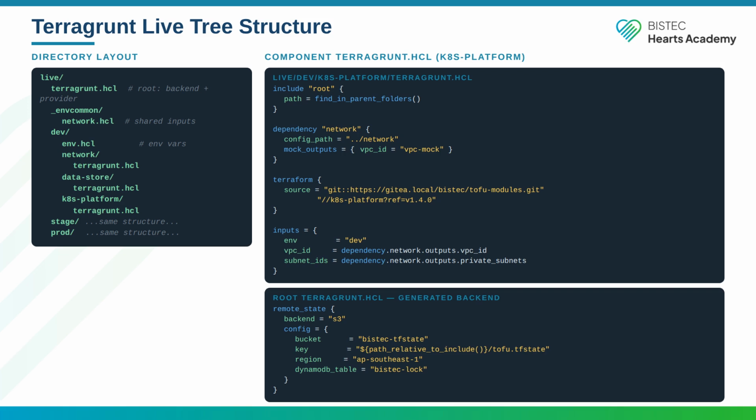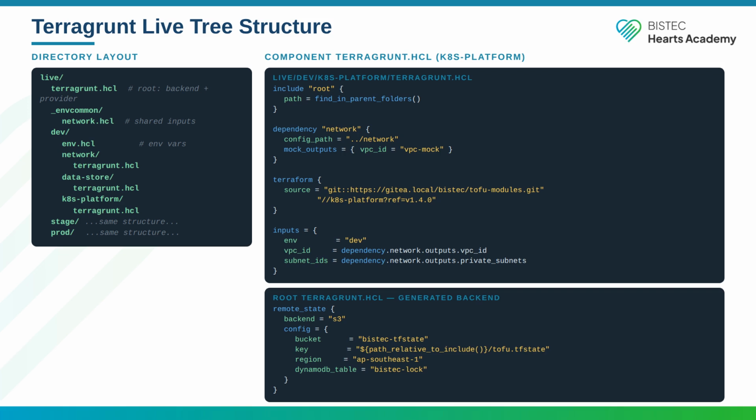Walking through the component HCL. Include root inherits the backend and provider configuration from the root file. The dependency block on network fetches VPC outputs from the sibling network component. The mock outputs section is critical. It allows run-all plan to succeed on first run before real infrastructure exists by substituting mock values for upstream outputs. The Terraform source pins the module to a specific Git tag. The inputs block passes environment-specific configuration.